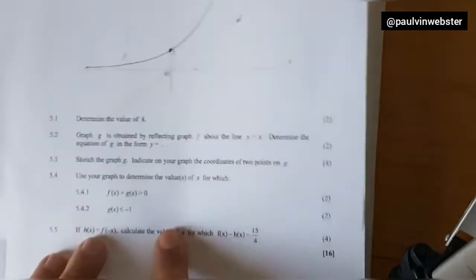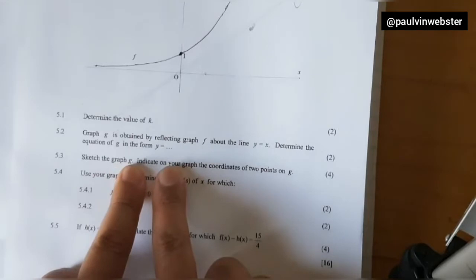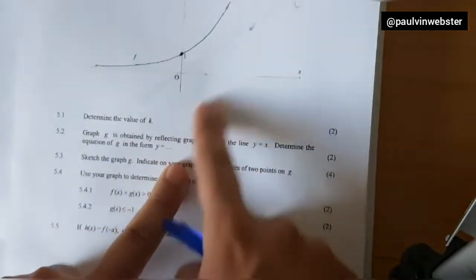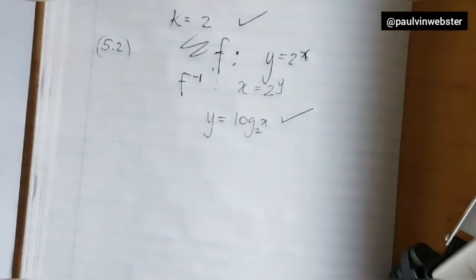Okay, so let's go have a look. So G is the inverse of this one. So this one is exponential. So the inverse is going to look like that. Okay, so let me just, I need my ruler now. Or do I?